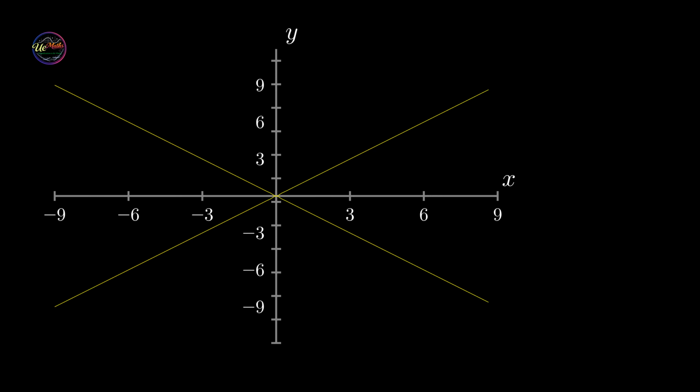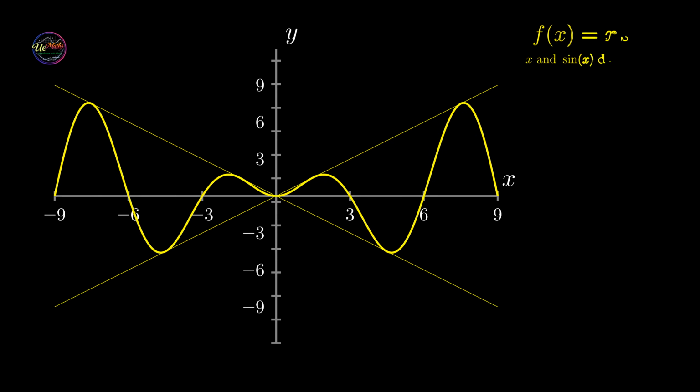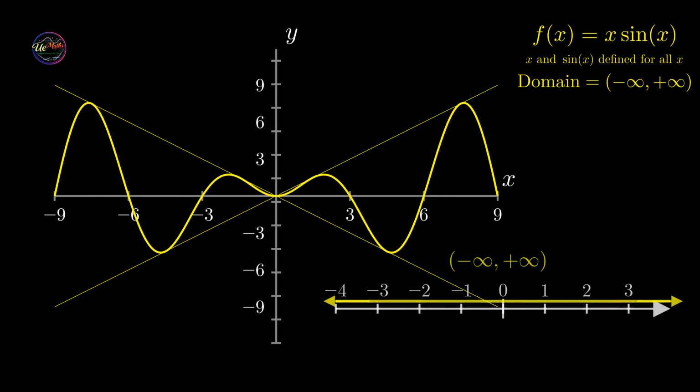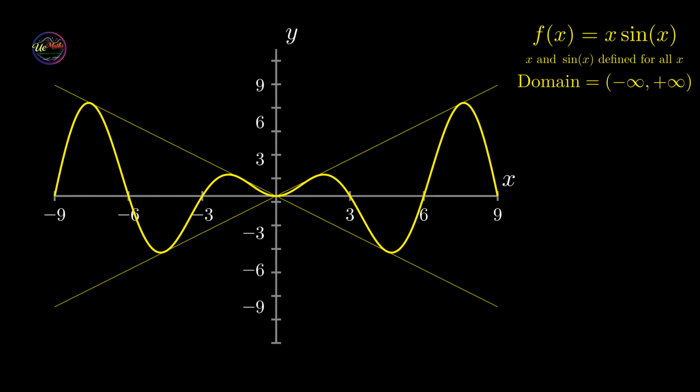The yellow curve shows f of x equals x times sine of x. This function is the product of two functions, x and sine of x. The function x is defined for all real numbers. The sine function is also defined for all real numbers. Since both factors are defined everywhere, their product x times sine of x is also defined for all real numbers. There are no denominators that could be 0, and no square roots requiring non-negative inputs. Therefore the domain is all real numbers, written as the open interval from negative infinity to positive infinity.